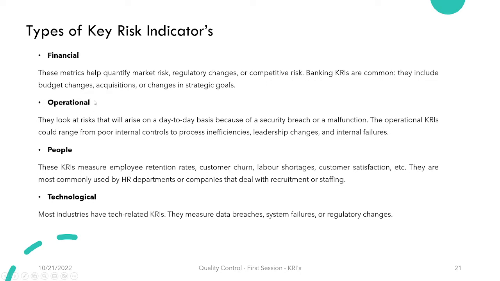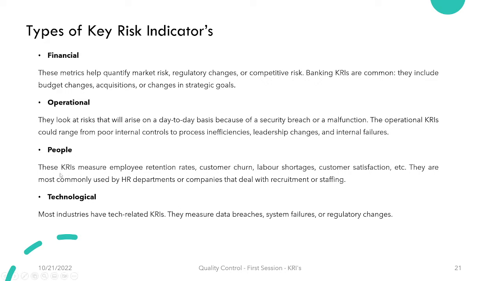Type number two, this is the most important one that I need you to focus on, which is the operational type. They look at risks that will arise on a day-to-day basis because of a security breach or a malfunction. The operational KRIs could range from poor internal controls to process inefficiencies, leadership changes, and internal failures. So any malfunctions or failure within the operation or within the process, we can put in our key risk indicators type, operational type.